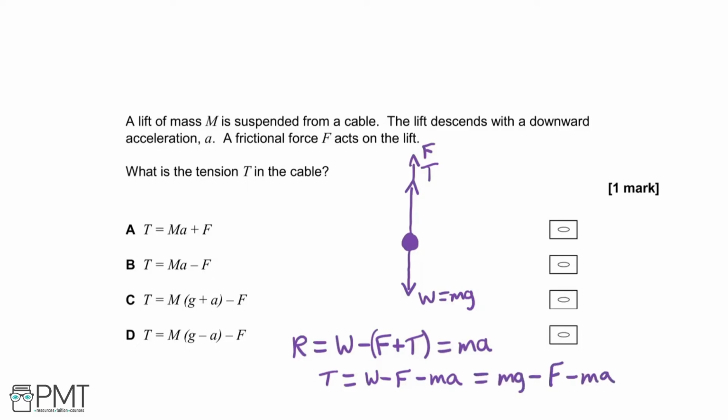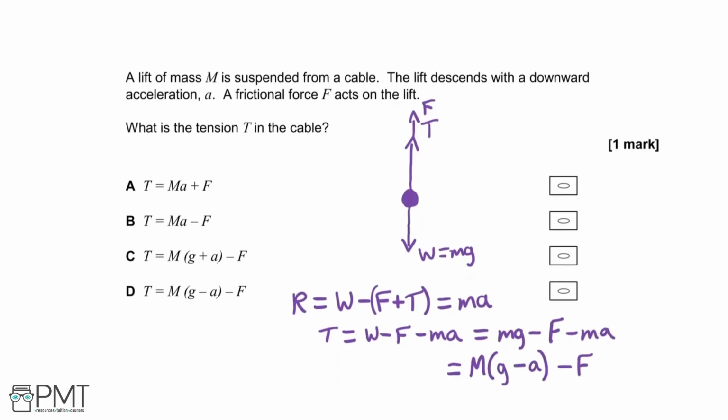Now if we bring the mg and the ma together, we can actually put this into brackets. I just noticed I've used a lowercase m rather than uppercase M. This is the only mass that we're dealing with, so it doesn't really matter, but I'll put uppercase M now. So I've factorized the mg and the ma to bring the M out, and we end up with M brackets g minus a, minus F. Just a note there to say that uppercase M is equal to lowercase m, it's just the notation that I use. So we end up with answer D being correct.